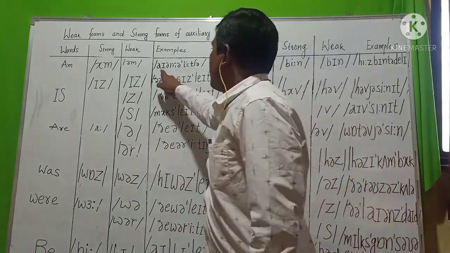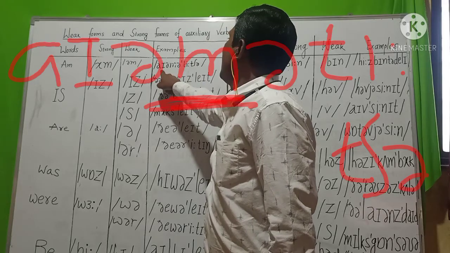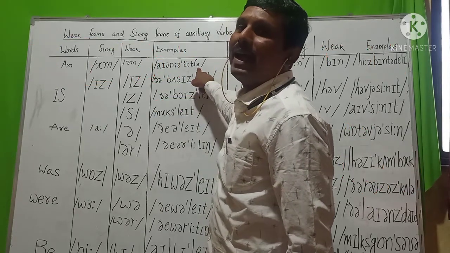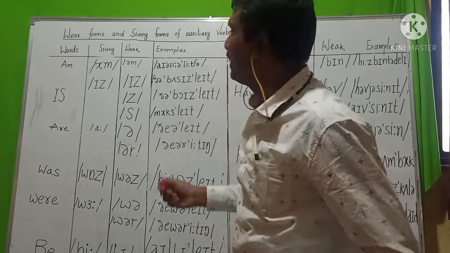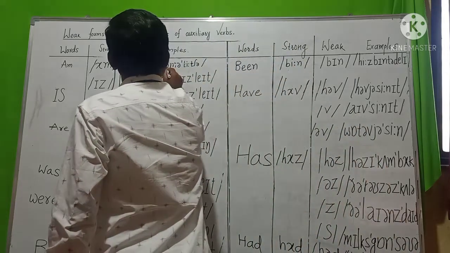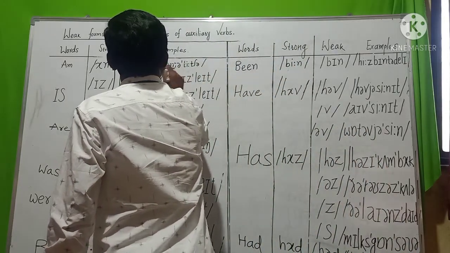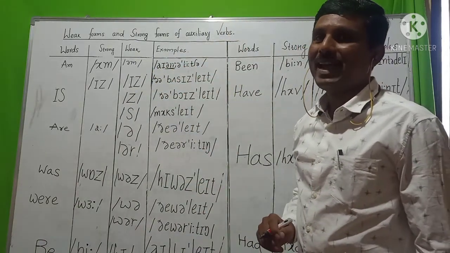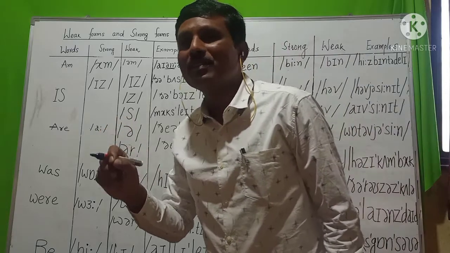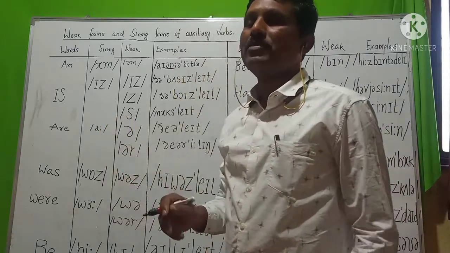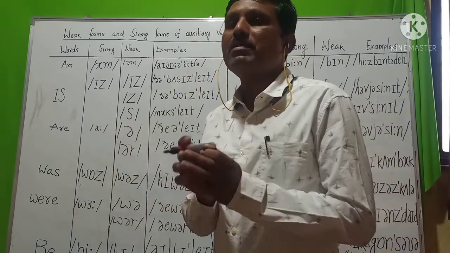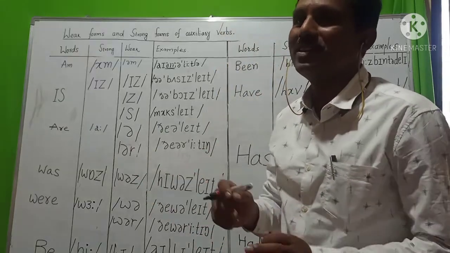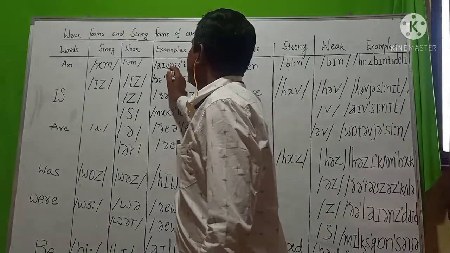Now look at this example. I am a teacher. Say it. I am a teacher. This is the weak form. Not am. I am a teacher. If you say it fast, it becomes I'm a teacher. Right? I'm a teacher. That is am.